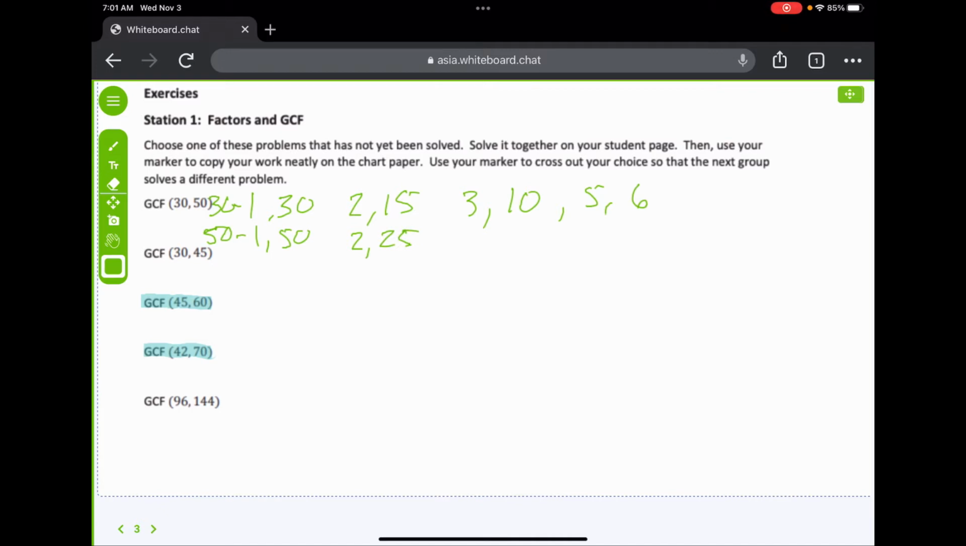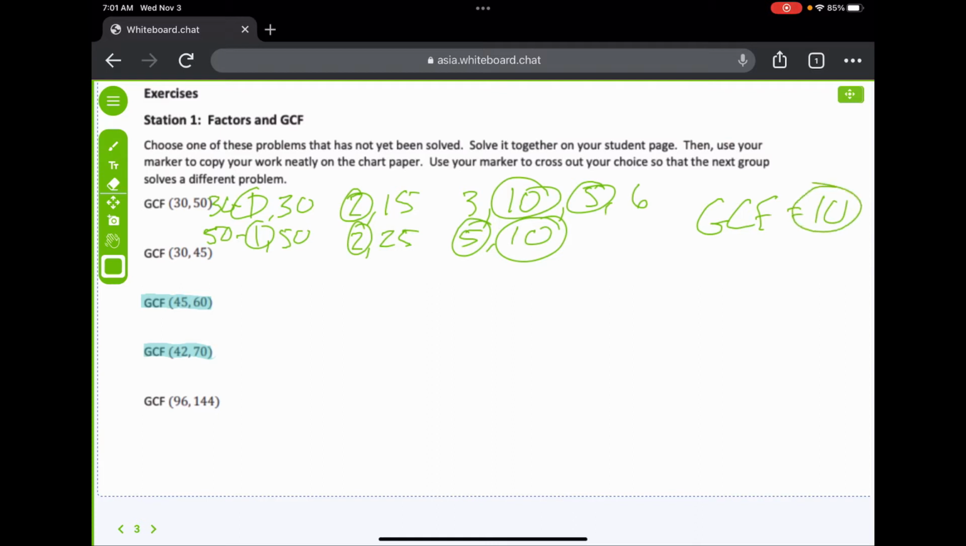So this is 30, this is 50: 1 and 50, 2 and 25, and 5 and 10. Now that I've got them all listed, I can say, what's the common ones? Well, of course, 1 works, 2 works, 5 does not work. I'm sorry, 5 works, 3 does not work, and then we have 10. So the common factors are 1, 2, 5, and 10, which means the GCF is 10.